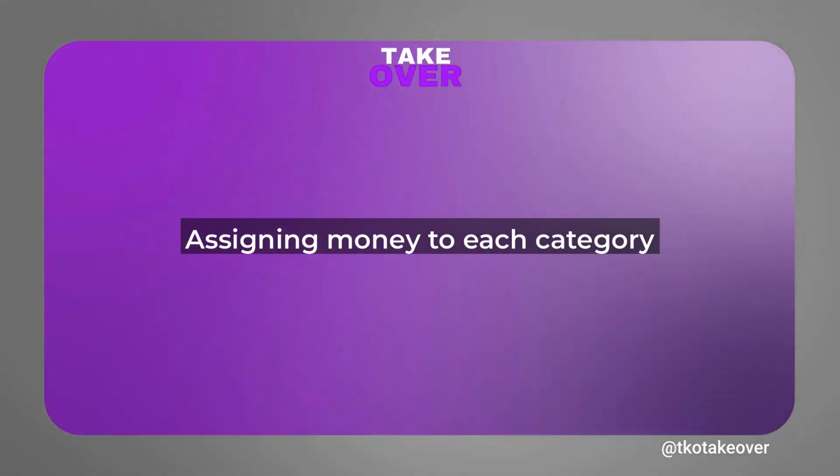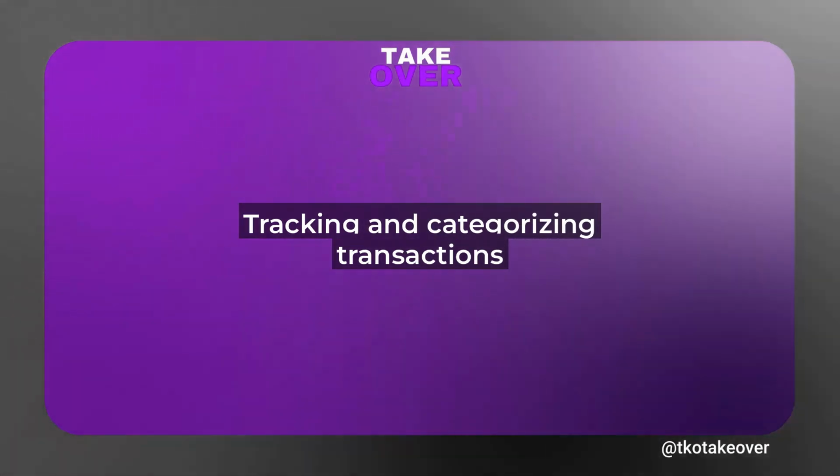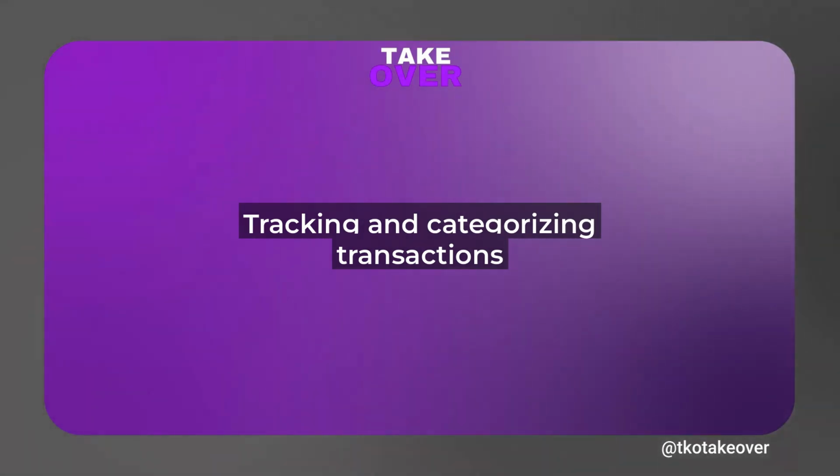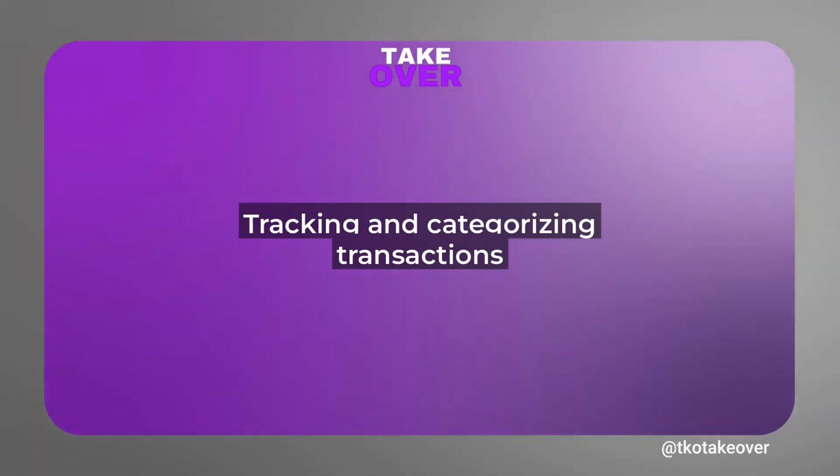As you go about your week, track your spending. YNAB automatically categorizes transactions, but you can adjust them if needed. If you overspend in one area, like eating out, you'll see it immediately and can make adjustments, like cutting back elsewhere. Don't forget to review your progress regularly.